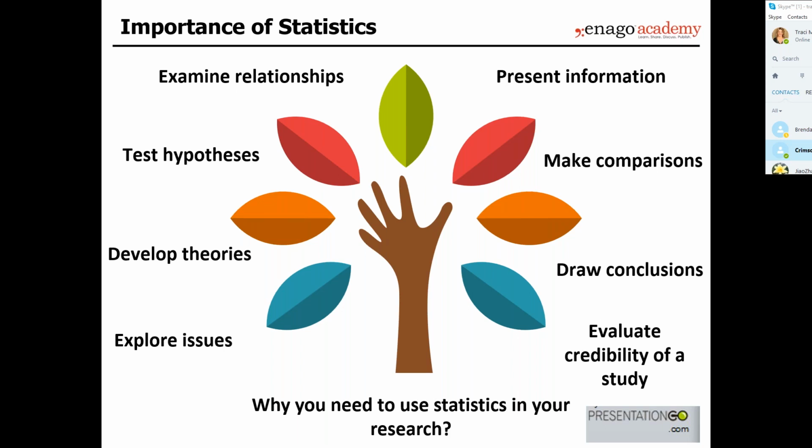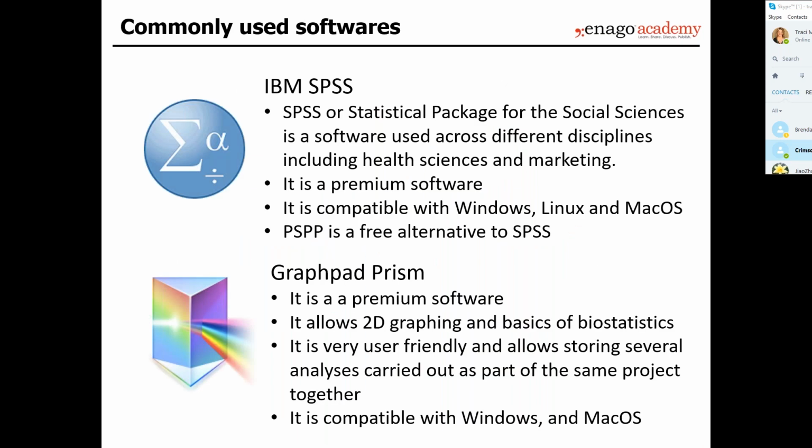Now, a little mention of some commonly used software. SPSS is familiar to most people. It's pretty user-friendly. It is employed mostly by social sciences, but I've also used it with my biological and epidemiological data sets. It does require a license unless you're using the PSPP version. It's compatible with Windows, Linux, and Mac OS. It doesn't require that you know any programming. So if you're a beginner, SPSS is a good venture for you.